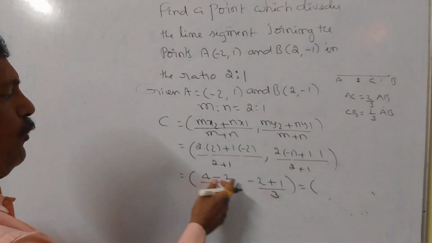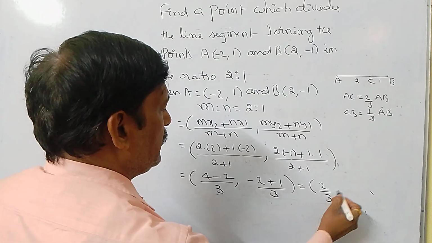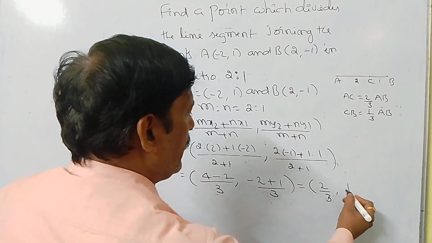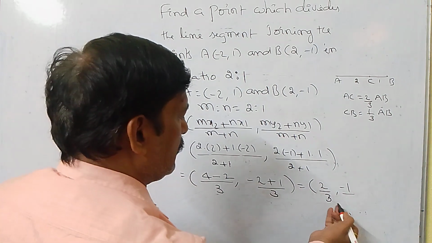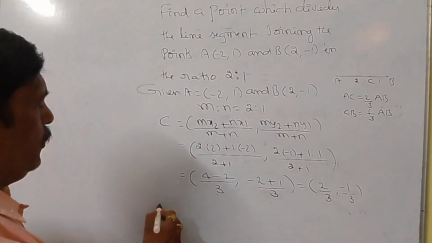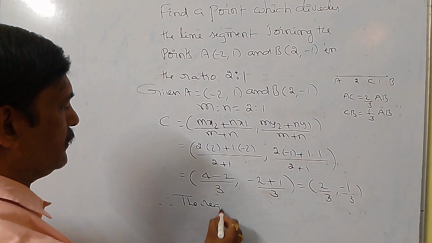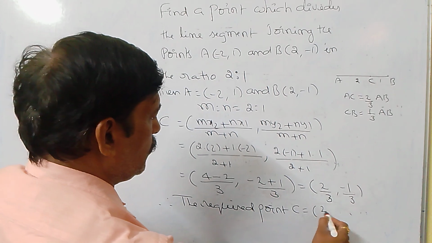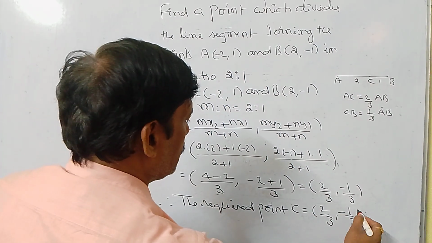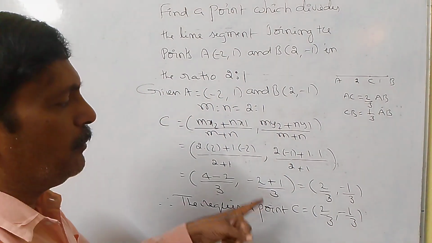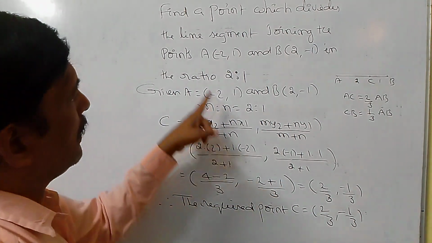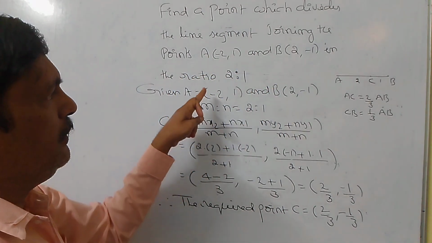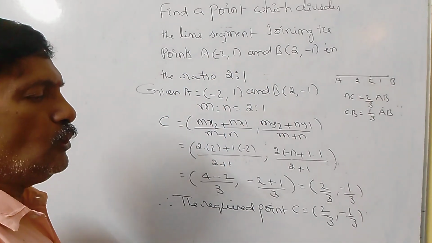Now ordinary subtraction. 4 minus 2 is equal to 2 by 3. And minus 2 plus 1: 2 is more, 2 minus 1 value is equal to 1, and my symbol is minus. That's why minus 1 by 3. Therefore the required point C is equal to (2/3, -1/3). That means this point (2/3, -1/3) will divide the line segment joining A (-2, 1) and B (2, -1) internally in the ratio 2:1.